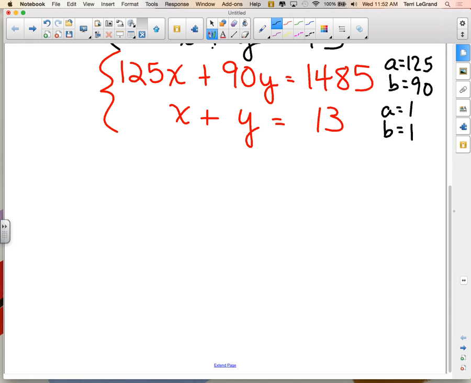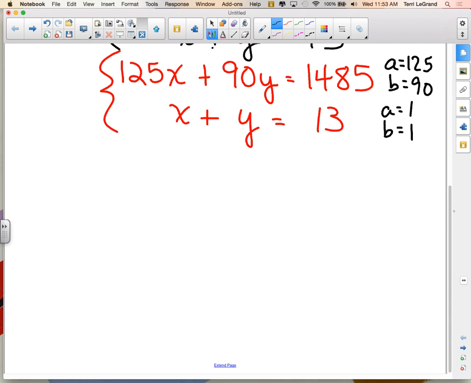So you run through this gamut of questions because you don't want to work any harder than you have to. At least I don't. So the first question is, are either the A's or the B's opposites of each other? No. Second question is, are either the A's the same or the B's the same? No. Could I just create opposites by multiplying, renaming only one of them? Yes. Okay, well, what's your suggestion then? We take the second equation and multiply it by negative 90 to get opposite B's. Yep. Okay, so we can multiply the second equation by negative 90 to get opposite B's.